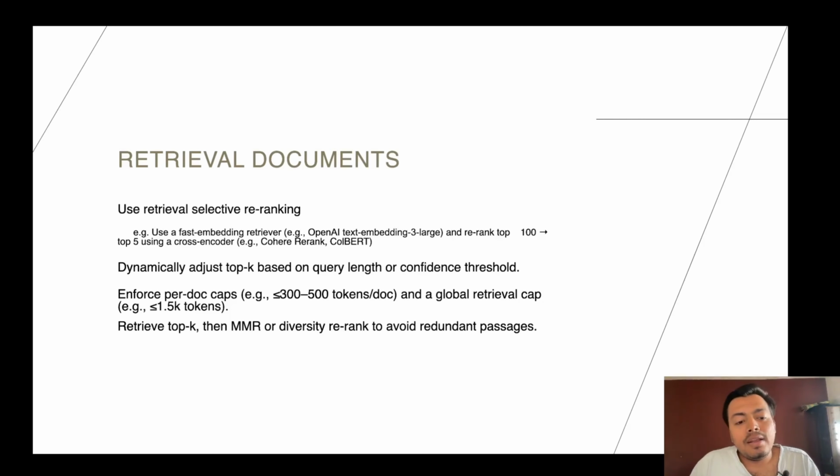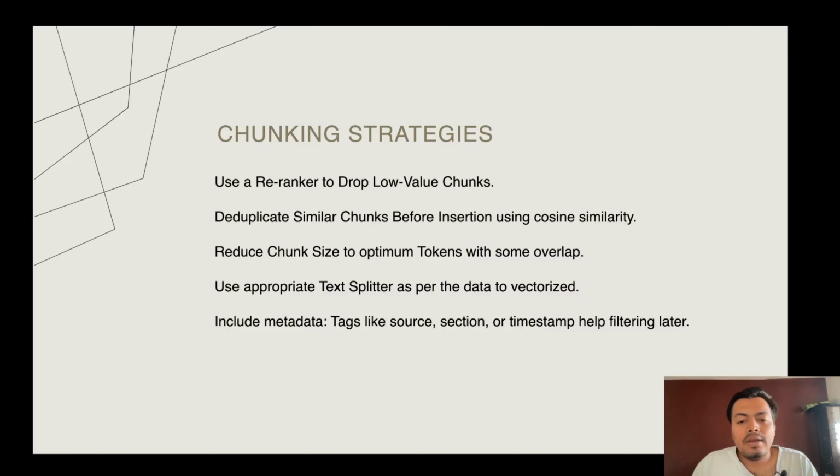Okay. Then we can play with the top k parameter as per the query length and the confidence threshold as per the embedding model, and we can enforce some capping, such as the chunk cap being up to a certain token count, some retrieval cap. The basic thing can be to retrieve top k, do selective re-ranking, and avoid redundant things. Okay, so all these checks we can apply on the retrieval documents.